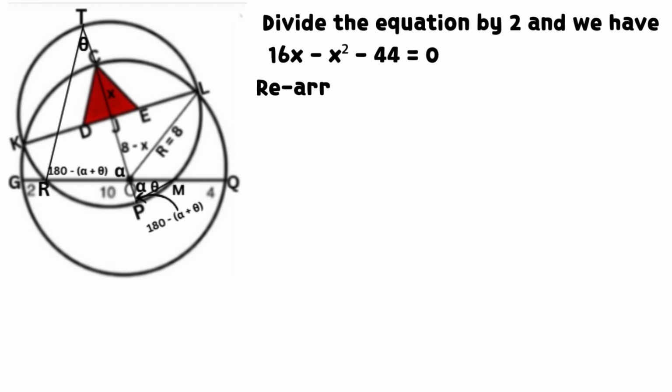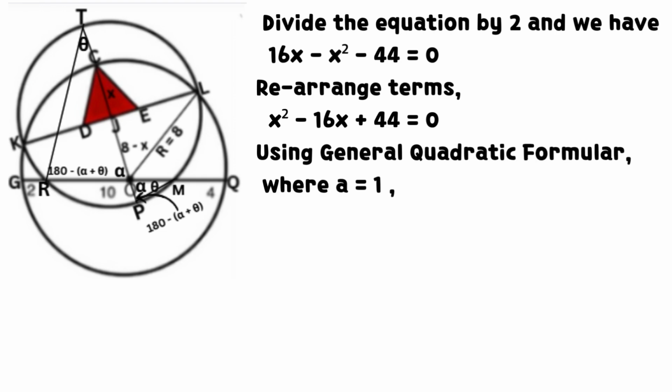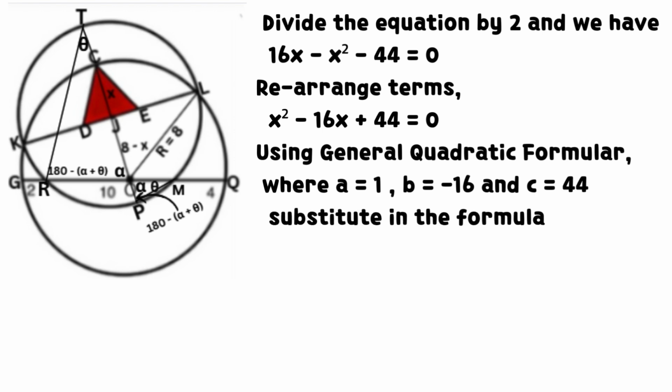Divide the equation by 2 and we have that 16 times x minus the square of x minus 44 equals 0. Rearrange terms again on the other side of the equation to remove the negative sign in square x. Our new equation becomes square x minus 16 times x plus 44 equals 0.